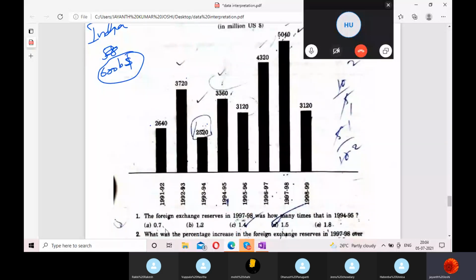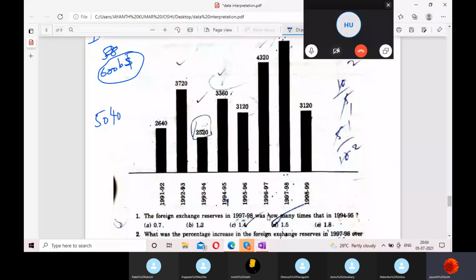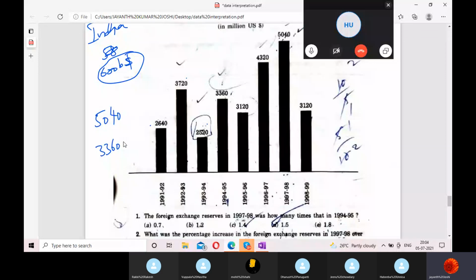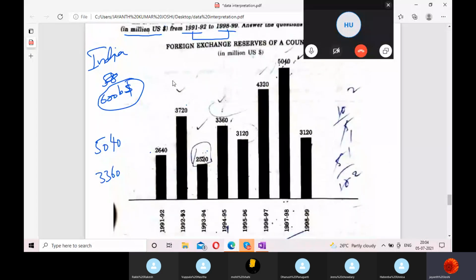So the first question: the foreign exchange reserves in 1997-98, which is 5040, was how many times that in 94-95? So this is 3360. So how to answer such kind of questions? First, you do one thing. If you divide it, you can get the answers. I am telling you how to go.